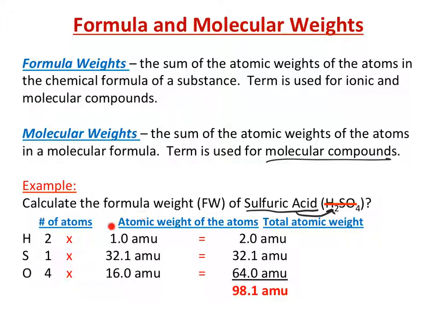We then can list the atomic weight of the individual atoms. Each hydrogen is worth 1 atomic mass unit. Each sulfur is worth 32.1 atomic mass units, and each oxygen is worth 16 atomic mass units. Meaning that we can take our 2 hydrogens times 1.0 atomic mass units each, gives us a total atomic weight of 2.0 atomic mass units. We can then do the same thing for sulfur, and then we can do the same thing for oxygen, and then add those up to get a total of 98.1 atomic mass units.